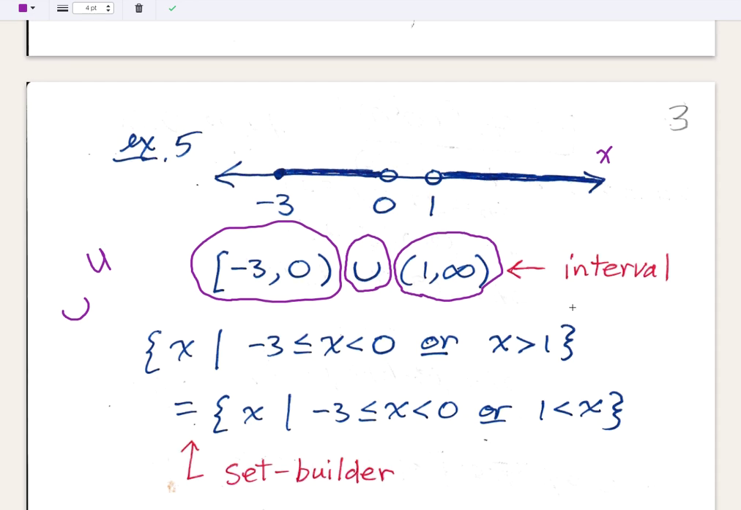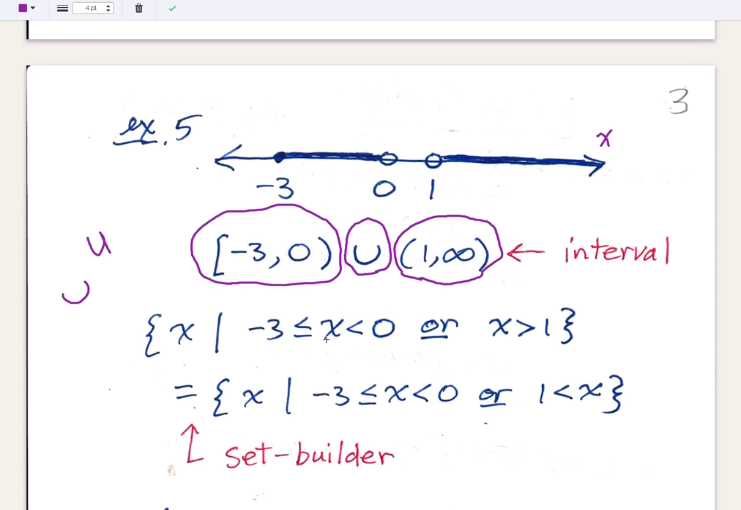Now, how would we do it in set builder? It would be the set of all x such that -3 is less than or equal to x is less than 0, or satisfies that x is greater than 1. Another way of saying that is 1 is less than x. I wrote that here. That means exactly the same thing as that.